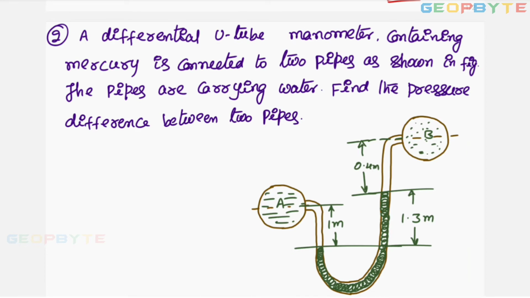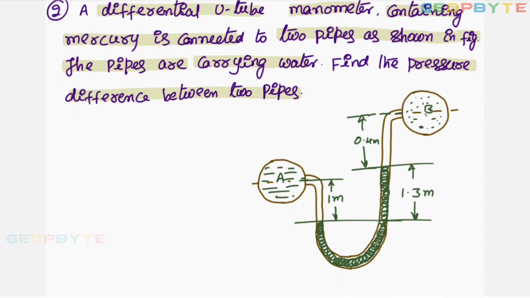Look at another problem. A differential U-tube manometer containing mercury is connected to two pipes as shown in the figure. Both pipes are carrying water. Find the pressure difference between the two pipes. You are asked to find the pressure difference between the two pipes.